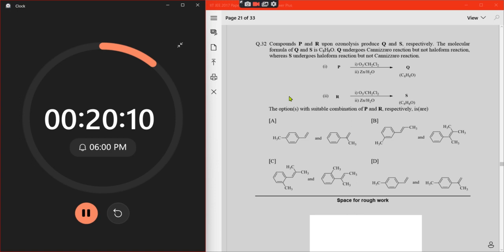It can probably do this thing. Okay, but not haloform reaction. Yes, it does not do haloform reaction. Whereas S undergoes haloform reaction, but not Cannizzaro reaction. R का क्या है? अगर उसको oxidize करते, oh yeah, it does do that. But then जब ये तुम करोगे, it's like okay, यहाँ पे हाइड्रोजन है ही नहीं. So that means कि A is correct in fact. So 32 का A correct है.